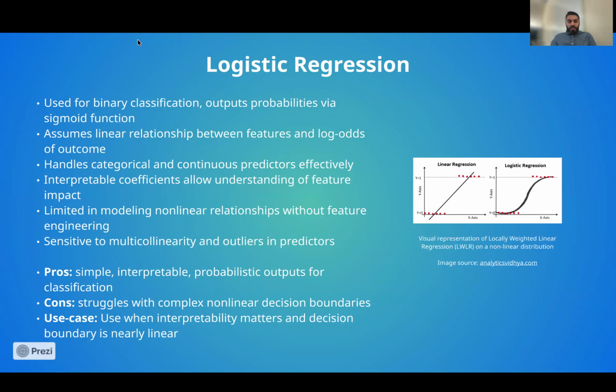And in terms of cons, linear logistic regression struggles with non-linear decision boundaries. So we'll see a whole bunch of different algorithms that do pretty well there in the coming slides. And use case, like I said, interpretability is key, and cost and latency are the other considerations as well. So very simplistic model, very easy to run during inference, and to minimize cost. So those are areas where it's favored.